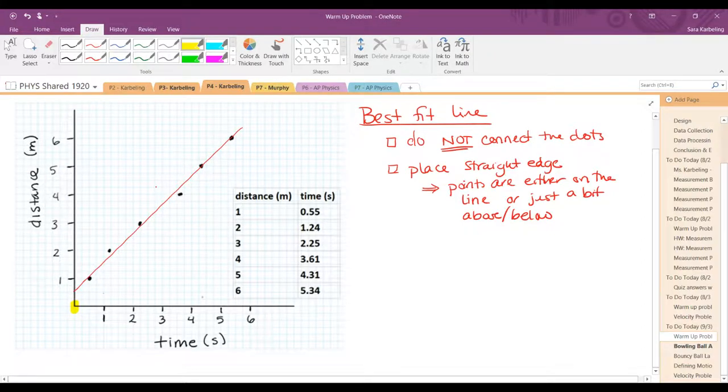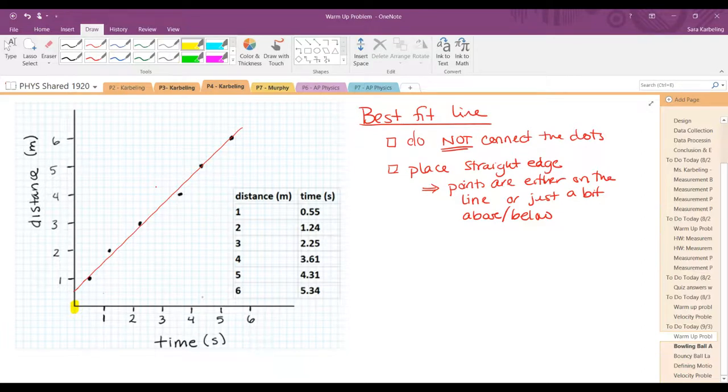I did this last year with my students. I've done it for decades, which is kind of frightening to say. But I've been rolling balls down hallways for a long time. So this data came from last year. Rolling balls down hallways. I mean, that's what we do.